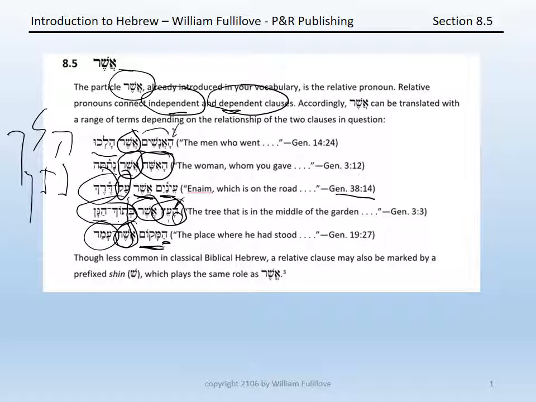It's less common in biblical Hebrew, although very common in other dialects of Hebrew, to mark a relative clause with merely a prefixed shin instead of asher. In the cases where you see this, the shin is playing the exact same role, standing as the relative pronoun.